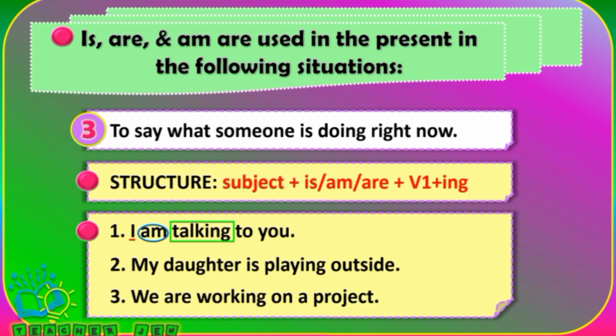Number 2. My daughter is playing outside. The subject here is my daughter, and the to be verb is is, and the verb 1 plus ing is playing, or the base form of the verb play plus ing. And the last one is we are working on a project. The subject here is we, and we use the to be verb are plus working, which is the verb 1 plus ing, or the base form of the verb work plus ing.